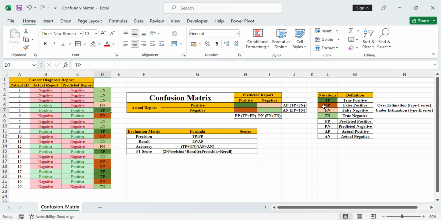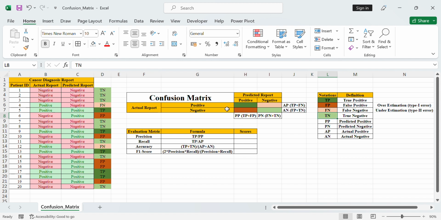Likewise, false positive means the machine has falsely predicted positive. False positive, the darker red one: the machine says positive, but the actual report is negative. So it is falsely predicted as positive. Likewise, FN and TN: false negative, falsely predicted as negative, and true negative, truly predicted as negative.